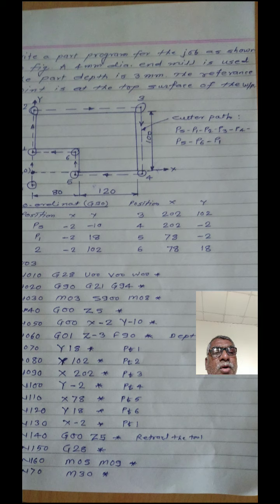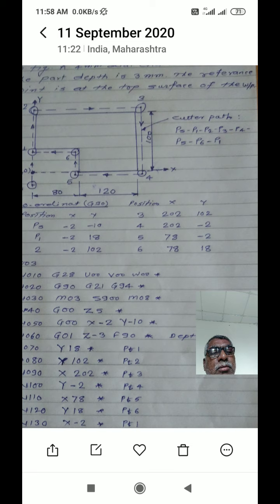What about the y coordinate? The target point of the y coordinate is -2. The cutter travels a distance of 102 millimeter. Is it okay? Not 100, 102 plus 2, 104 millimeter. But our target point is point 4, that is the center of the cutter, which has the coordinates x coordinate 202 and y coordinate -2.